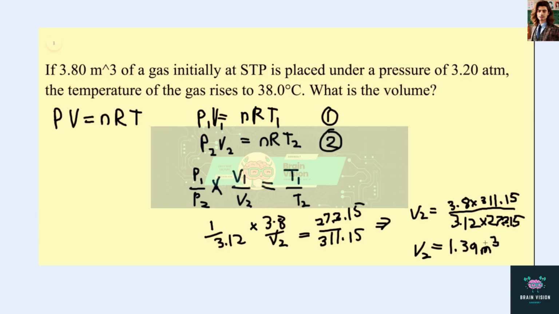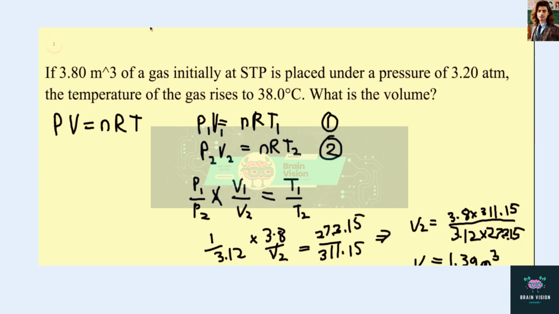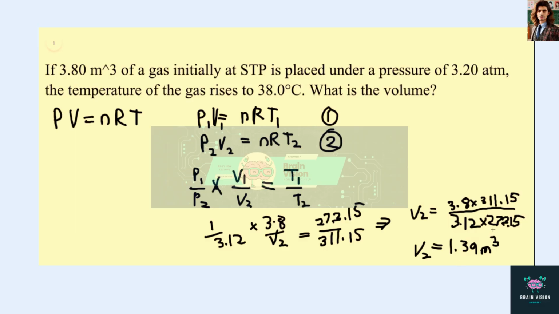And as you can see, this doesn't quite align with the answer in the textbook. The answer in the textbook is 1.34. Now, what I think they've done is calculated n and R here and made some rounding errors, because if you round to 3 significant figures, hence the discrepancy.